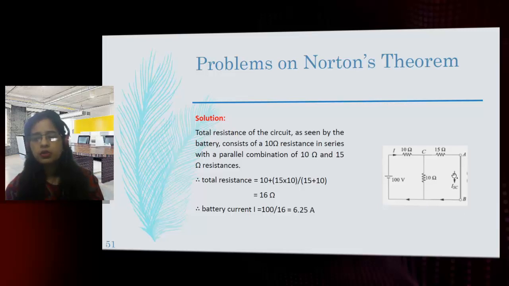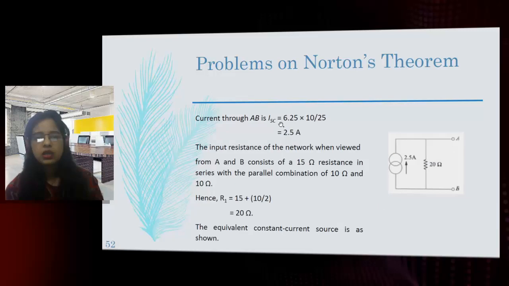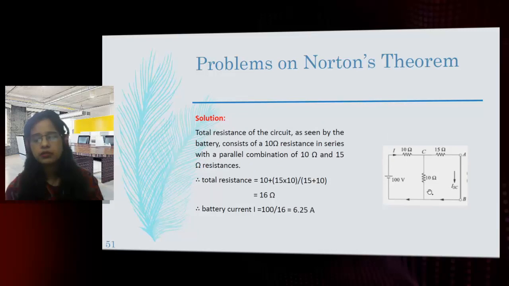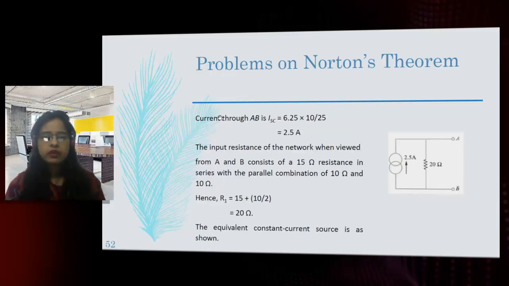So this ISC will be equal to what? Opposite to the total current. Total current I, that is 6.25, into the opposite resistance. The opposite resistance is 10 ohm, divided by the total resistance 15 plus 10, that is 25. So here it is, 6.25 into 10 by 25. So the current through AB is ISC, equal to 6.25 into 10 by 25. Our first aim is fulfilled: the value of this current source is 2.5 ampere.